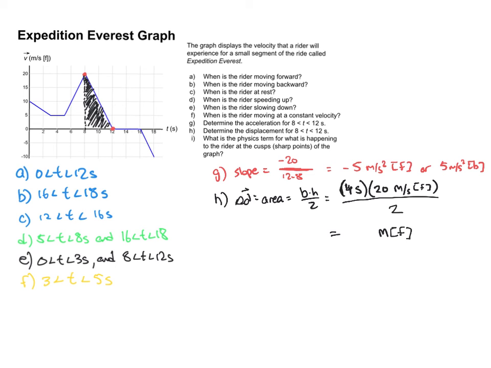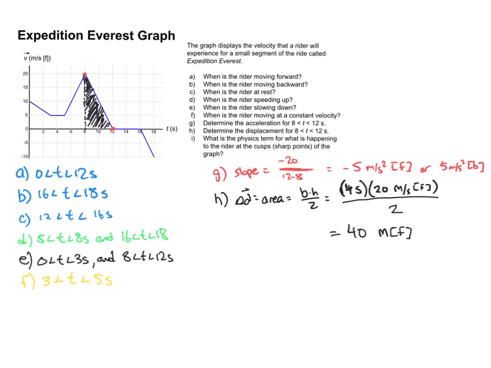And I'll just do the numbers now. So 4 times 20 divided by 2, that turns out to be 80. 80 divided by 2, which is 40. All right, so that's how you get displacement on a velocity time graph.